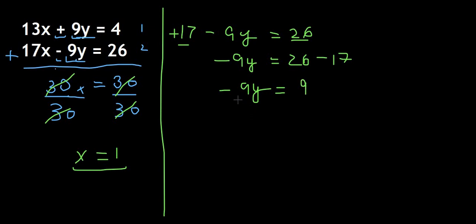And then we have to divide both of the sides by 9. You know why? Because we have to remove this 9 from over here, so this cancels, and then y is equal to minus 1.